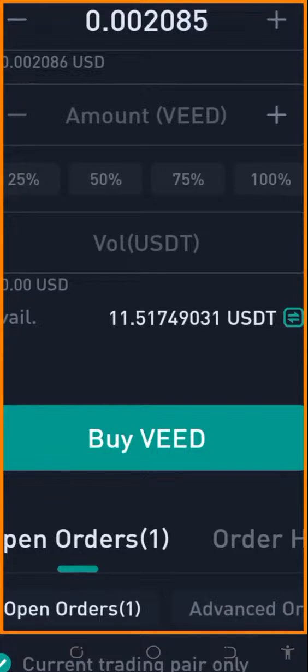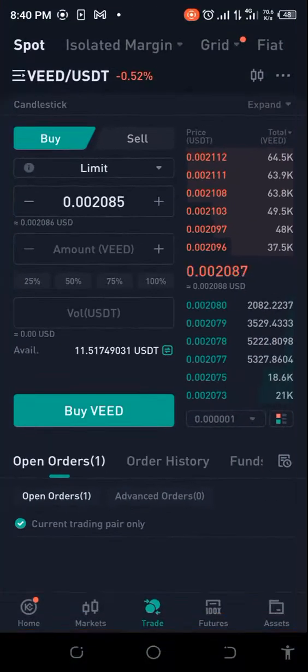We have 11.51. Actually, we should have gotten more, but as you can see, the price has been fluctuating up and down. We were able to sell it at 0.002085. That's how much we sold it. Now it changed to 87. It will keep on going up and down, right?